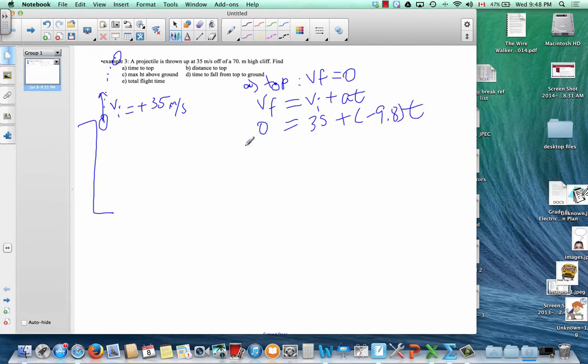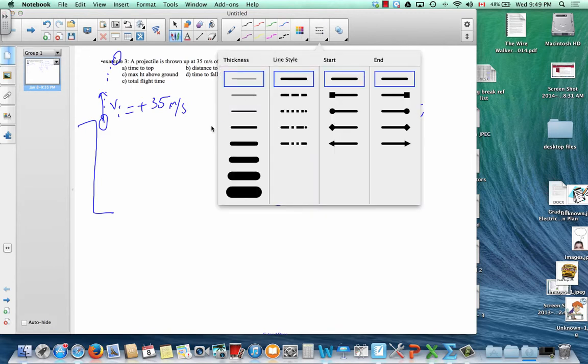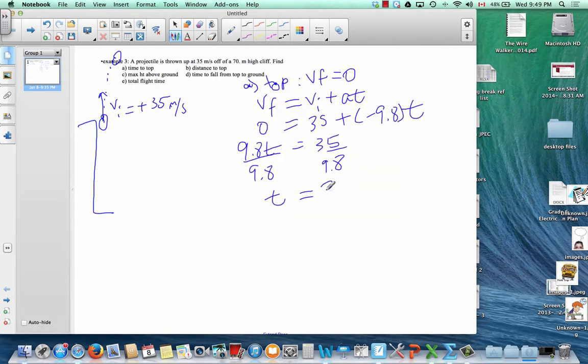So minus 9.8 t I'll bring over to this side, it becomes positive 9.8 t. And I'll divide both sides by 9.8. And then I'll have the time, and that works out to be a little bit more than 3.5 seconds. .57, I think. 3.57 seconds. Now that's the rising time. The time the object is going up to the top.